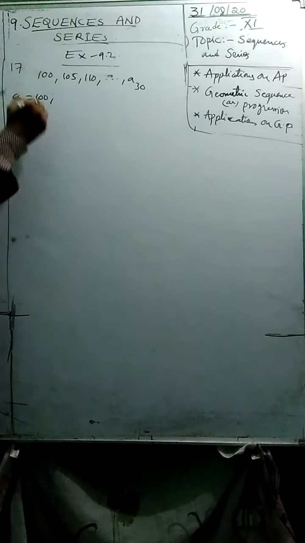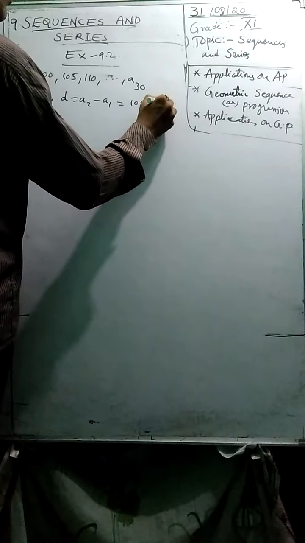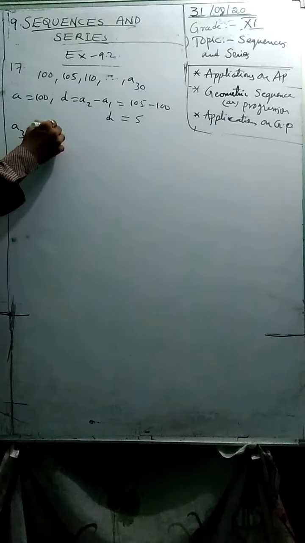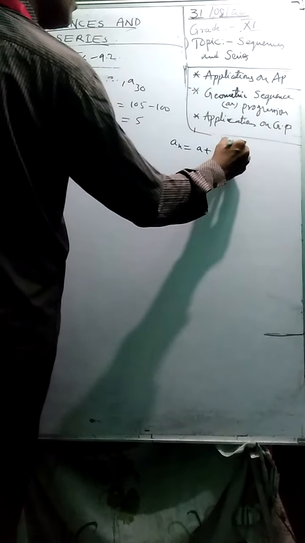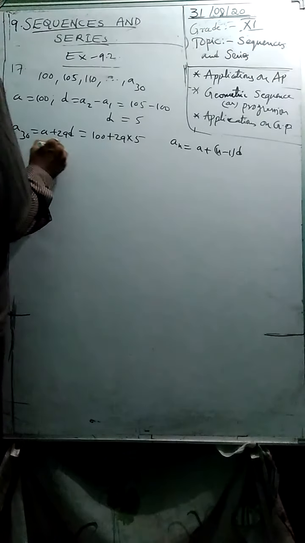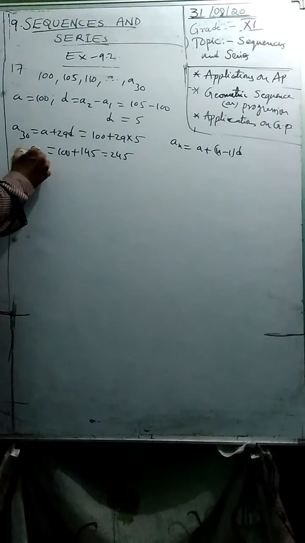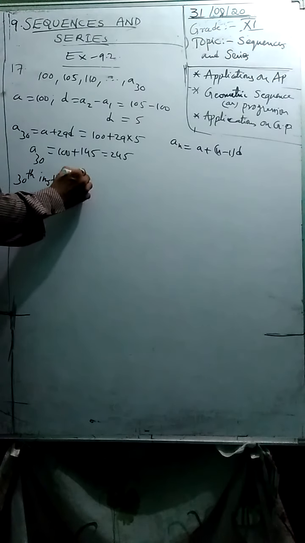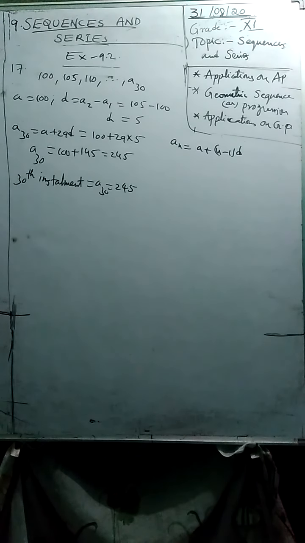According to the problem, a is 100 and d is a2 minus a1, which is 105 minus 100, that is 5. Then a13 is a plus 12d. As we know, an equals a plus (n minus 1) into d, that is equal to 100 plus 12 into 5, which is 100 plus 60, that is 160. He has to pay the 13th installment as 160 rupees. So this is the way to solve, friends.